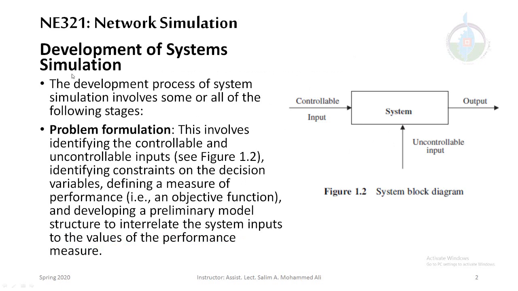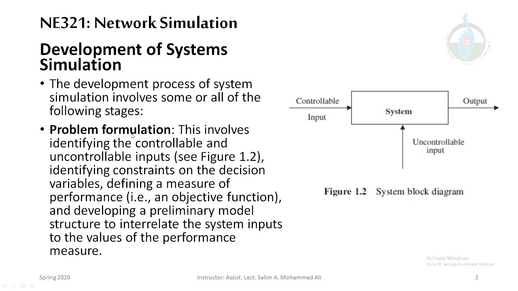Okay, development of a system simulation has many parameters or many understandable things like input, output, and configuration of the system. This system block diagram explains some basic idea of a simple simulator. We have controllable inputs, we have uncontrollable inputs to the system, we have to get some output. Okay. The development process of a system simulation involves some or all of these following stages.